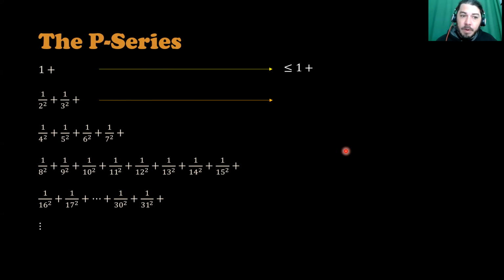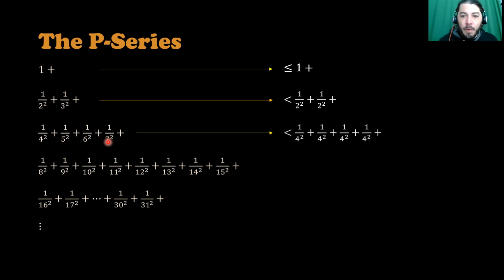1 over 2 squared plus 1 over 3 squared, that's less than 1 over 2 squared plus 1 over 2 squared. Why is that? Well, 1 over 3 squared is less than 1 over 2 squared. Okay. The next 4 terms, well, the biggest number in this list of 4 terms is 1 over 4 squared. Each of these is smaller than 1 over 4 squared. And so that's less than 4 1 over 4 squareds added up.